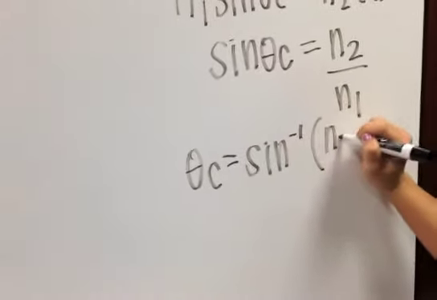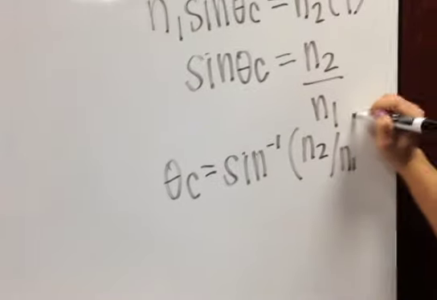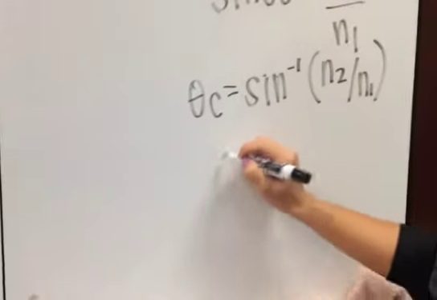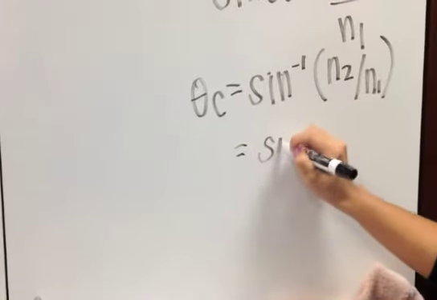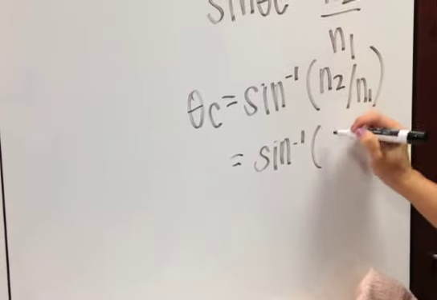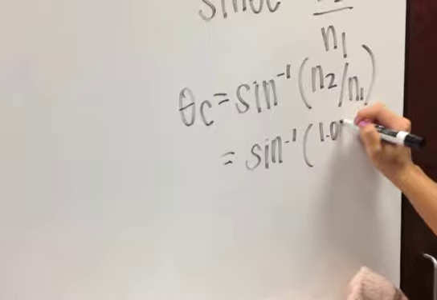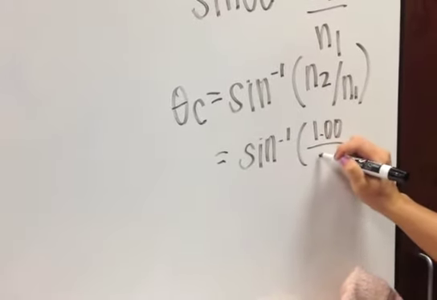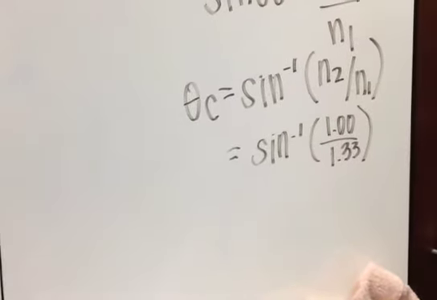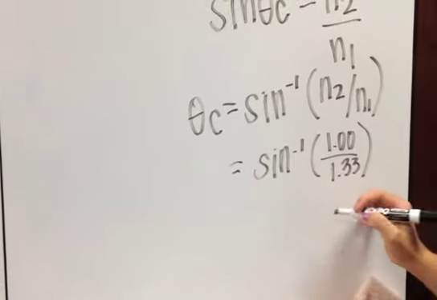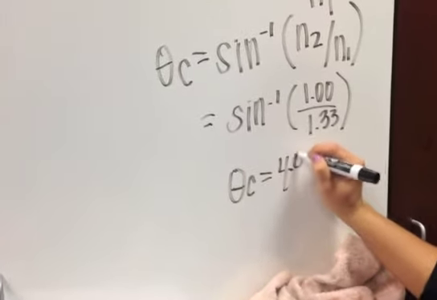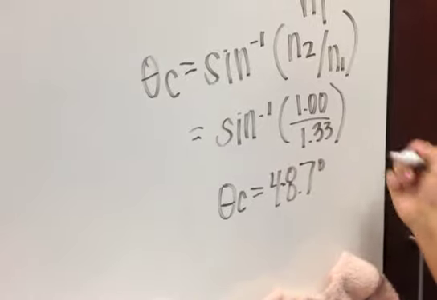of N2 over N1. So in our example, our N2 is air. So we'll do this. N2 is air, which is going to be 1.00 over 1.33, which is the index of refraction for water. And that's going to give us our critical angle of 48.7 degrees in our experiment.